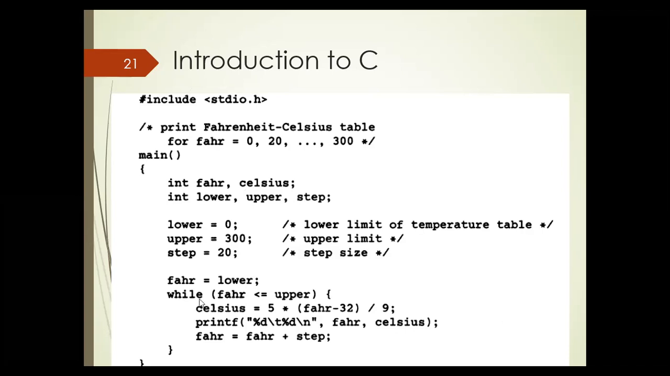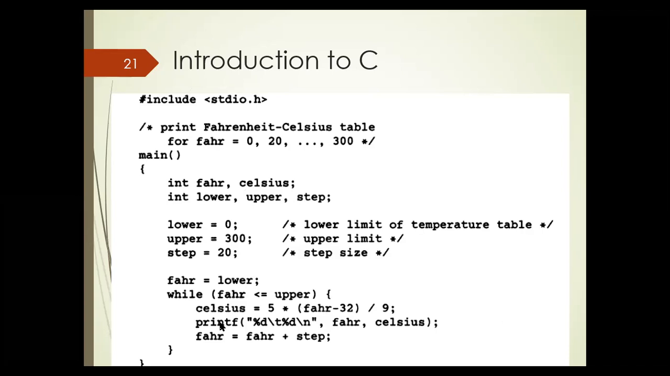Once we have assigned a value for FHR, which is 0 initially, we check: is 0 less than or equal to 300? Yes, it is true. As long as it's true, we step inside this code and run it. Once FHR is 0, we calculate the value for Celsius, which is 5 multiplied by the formula we've seen earlier, and we get the corresponding temperature in Celsius.